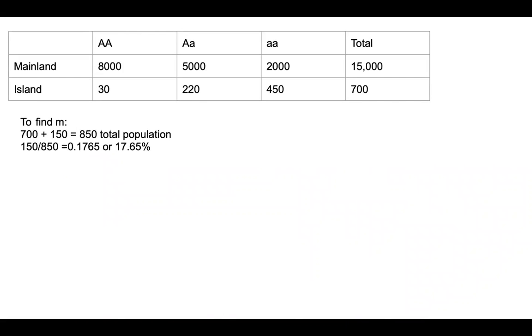So M is the proportion of migrants after immigration occurred. So we're looking for after it occurred. So we're taking the total number of the island and then adding the number that are coming over, giving us 850. So we're taking the people who are coming over, dividing it by the total population, and I get this percentage, which, in this case, means the island gets immigrants from the mainland at a rate equal to 17.65% of the total island population per generation.